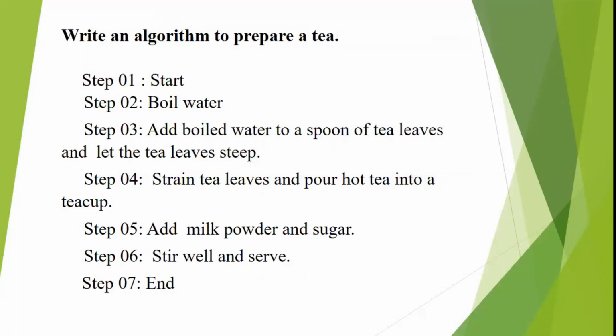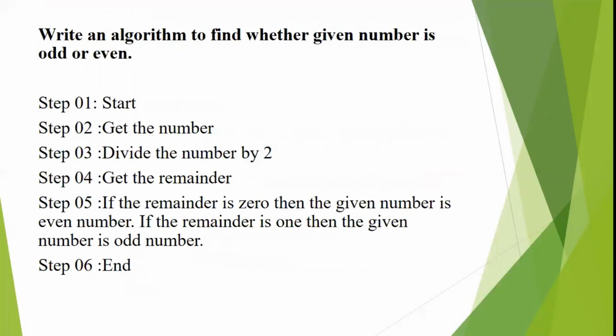Then you add into a different cup, you add milk powder, sugar, mix it a bit, and then you put that earlier tea into that milk powder mixture. That is step 5. Step 6, you stir well. Sometimes some people need to strain it again, right? And then you can serve. Step 7 is the normal, usual, common end step.